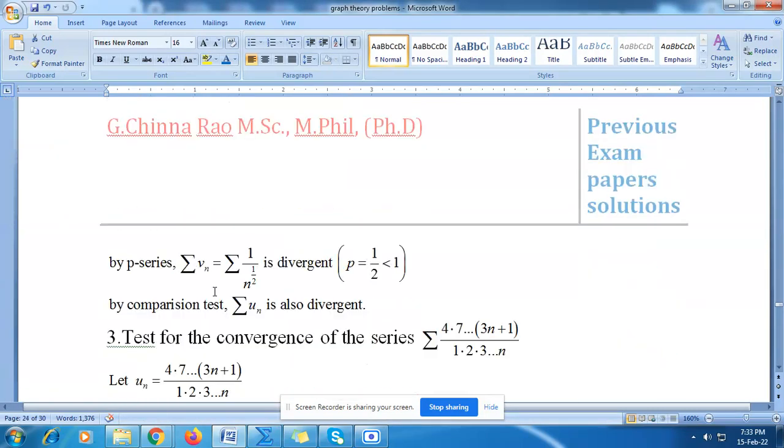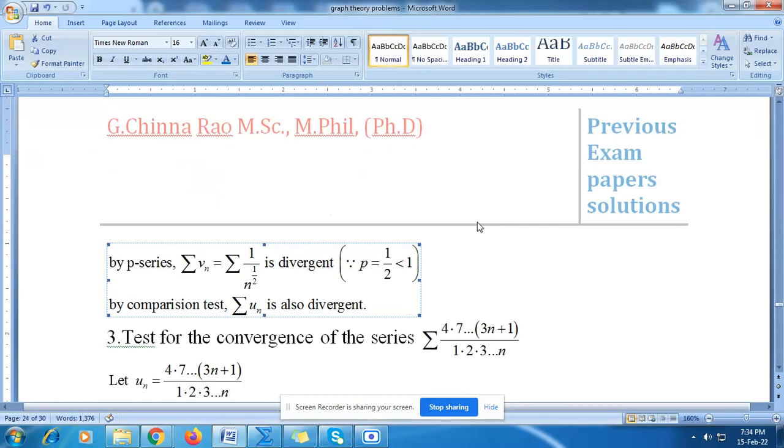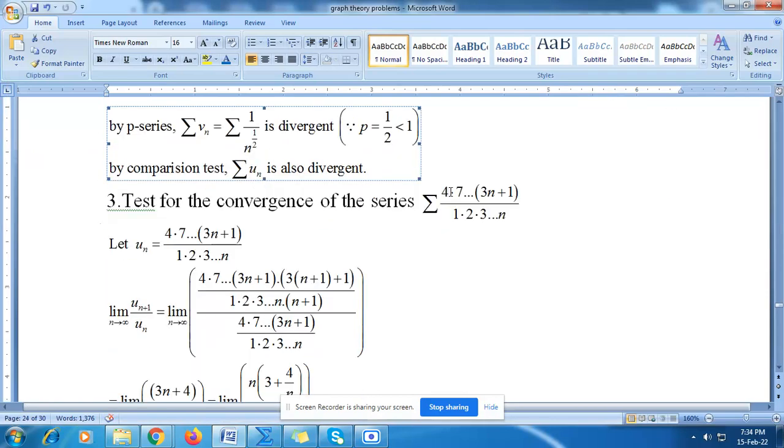By P series, sigma vn is sigma 1 by n power of half is divergent, since P is equal to half, which is less than 1. When the value of P is less than or equal to 1, it is divergent. When P is greater than 1, it is convergent. So here half is certainly less than 1, so it is divergent. By comparison test, sigma un is also divergent. So problem 2 is over.